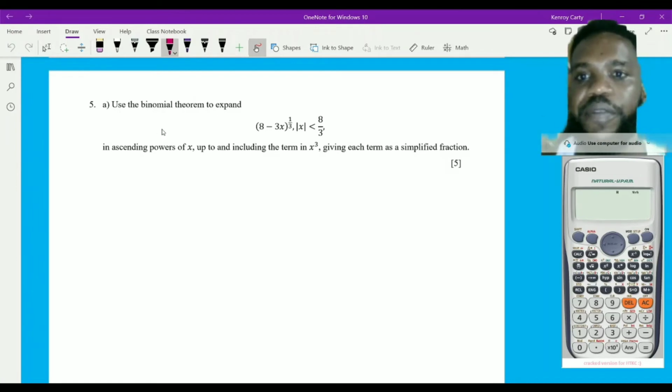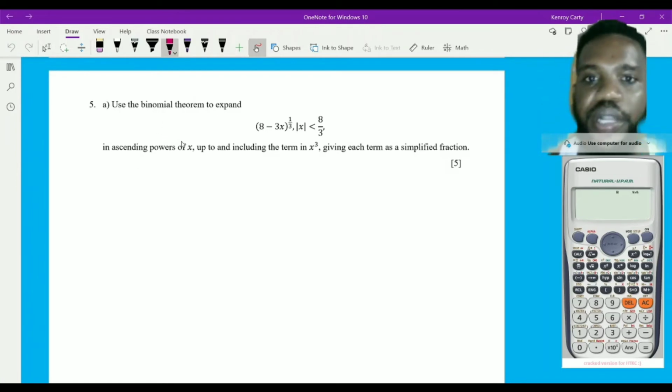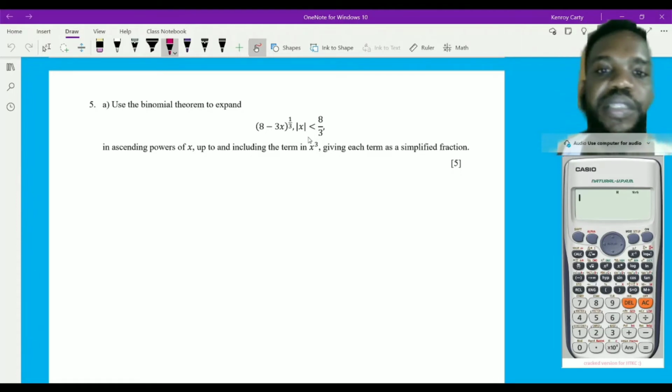Alright, we're moving to question 5 on the internal assessment for Pure 2, Module 2. It says use the binomial theorem to expand the expression (8 minus 3x) all raised to the 1/3, where mod x is less than 8 over 3. Now this is the range of values of x for which the expansion is valid, and that is important, in ascending powers of x up to and including the term x cubed.